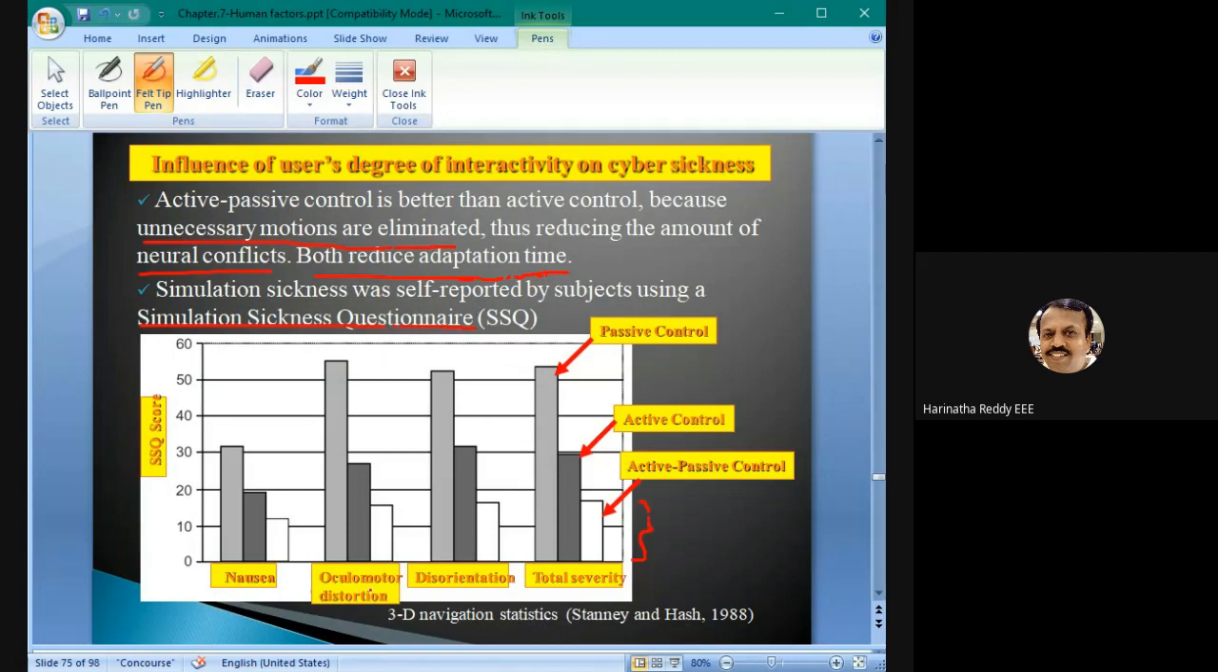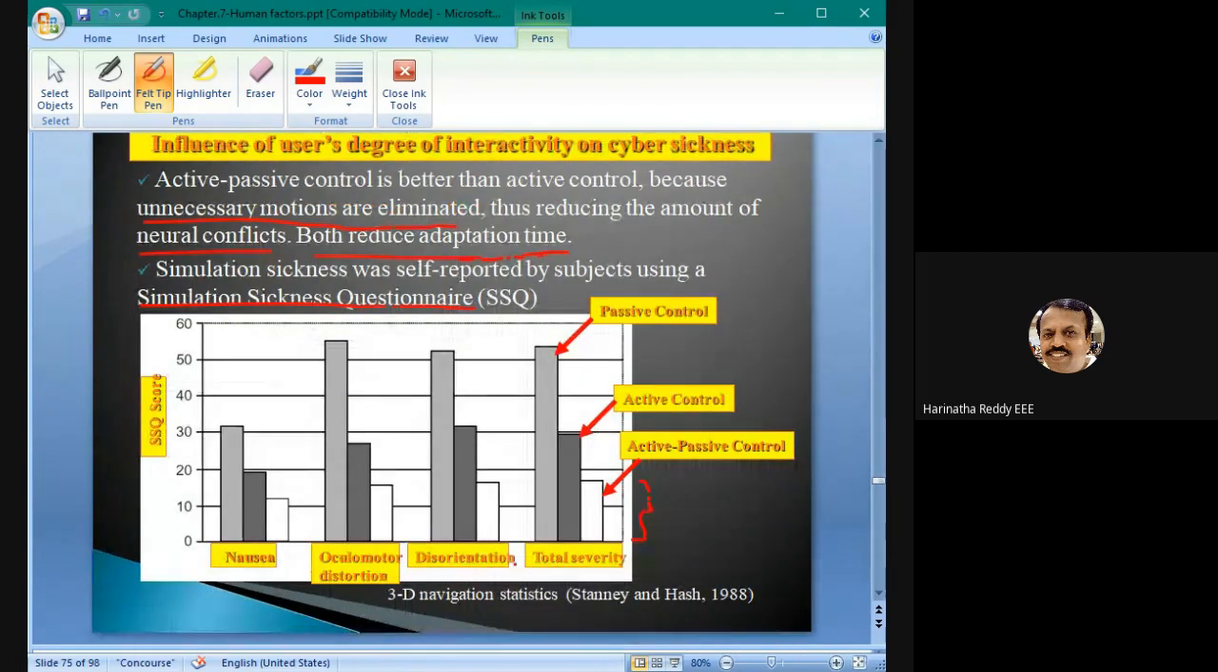Even in the oculomotor distortion also active passive control was proved. So like this, for all these four cases, it is proved that active passive control is the better one.